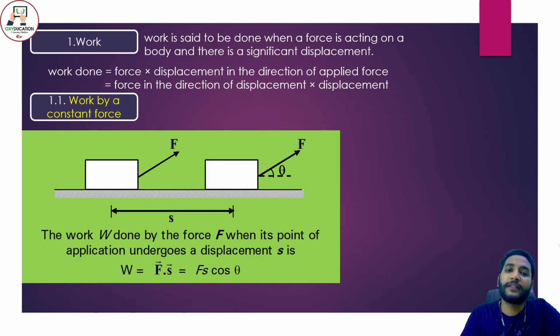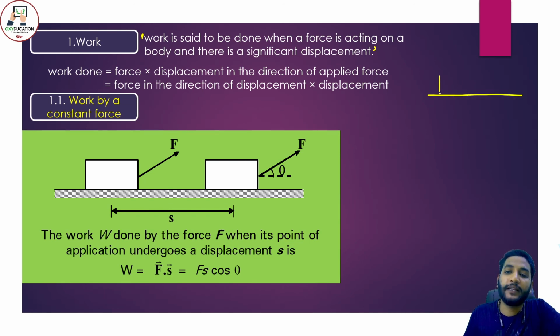Initially, we will discuss the definition of work done. What is actually work done? There are many definitions, but the very basic and important definition in front of you is: work is said to be done when a force is applied on a body, and because of the application of that force, there is some significant displacement in the object.